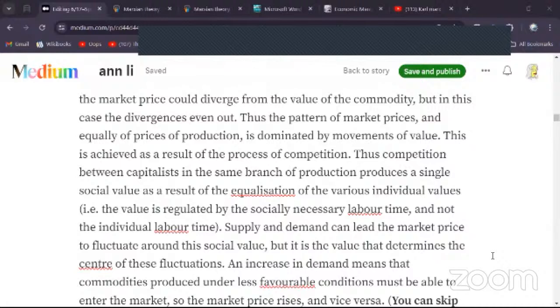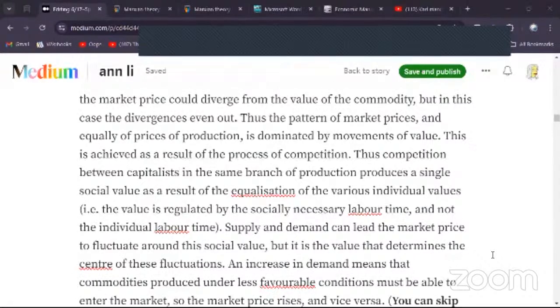There is this averaging about what counts as socially necessary, because it's engaged in your subsistence and a whole bunch of other things. And it sort of is connected to what you as a laborer are doing. And so there's a kind of confusion of scale at that level. Supply and demand can lead the market price to fluctuate around the social value, but it is the value that determines the center of these fluctuations. So he's trying to simplify this and get us to work.